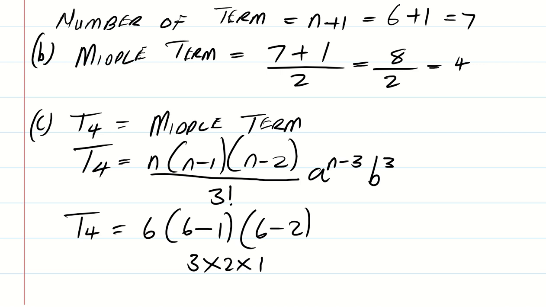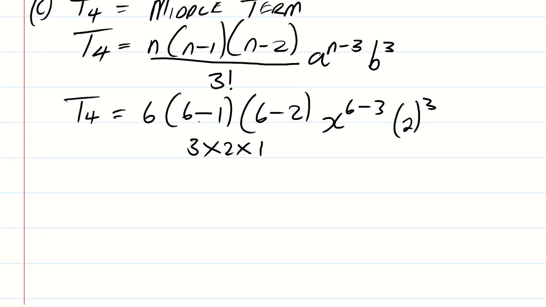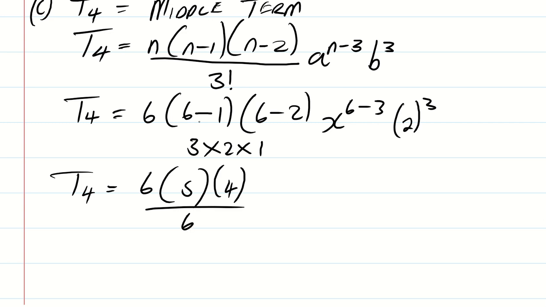And then the value of a is equal to x, so you'll have x to the power of n, which is 6 - 3. And then b, we know that b is given by 2 from the original equation, and then it will be cubed. Okay. And then our T4 will therefore be equal to 6. If you solve the brackets first, you'll have 5, and then here you'll have 4, and then all divided by 6. And then you'll just write x to the power of 3. And then 2 to the power 3 is equal to 8.